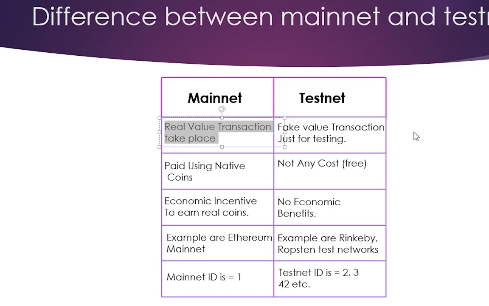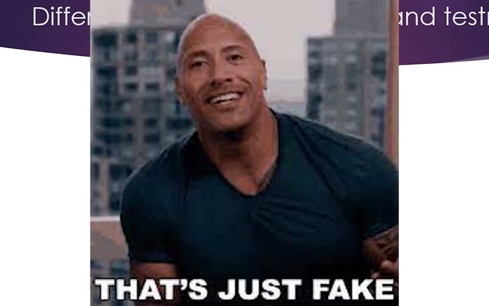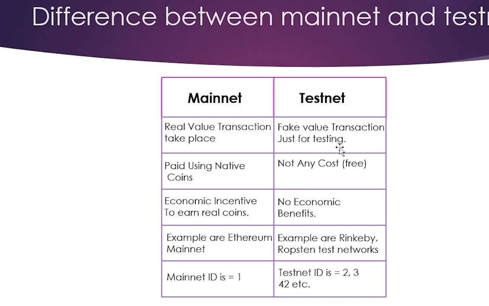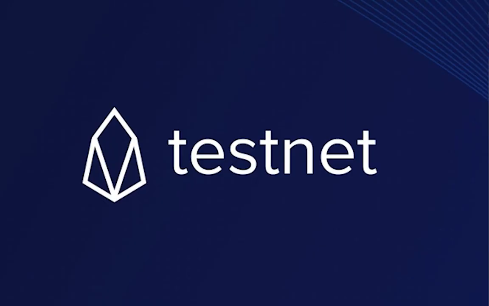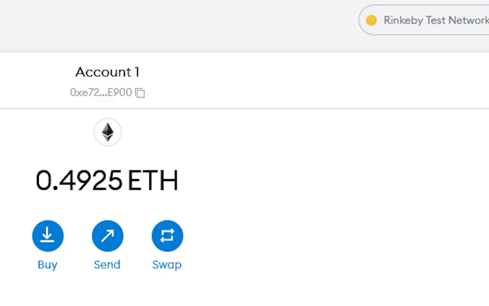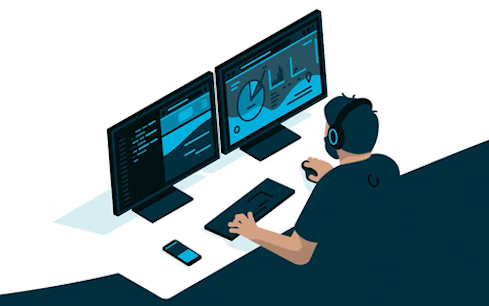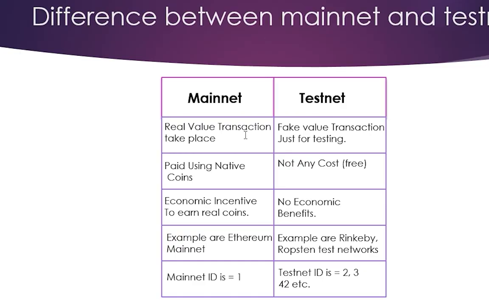And now let's move to the first point of the test network: fake value transactions take place just for testing purposes. As I told you the mechanism of the mainnet, the same goes for this. The developer writes a contract and there will be some methods for sending and receiving and many other methods, and before deploying it to the mainnet, the developer will test it on the test network, where we will have some fake accounts and some fake ethers to do transactions between these accounts and test our contract, and then the developer will deploy it on the main network. That was just the simple difference between these first points of the mainnet and the testnet.